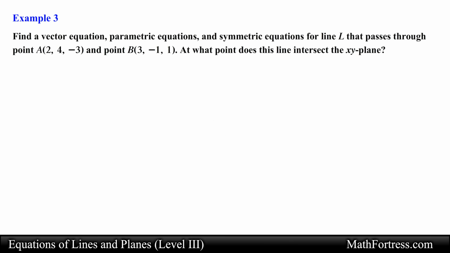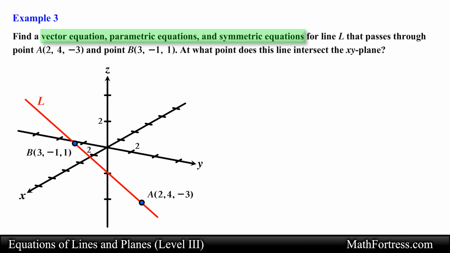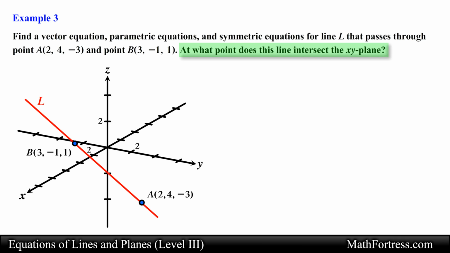Alright, let's take a look at the final example. Find a vector equation, parametric equations, and symmetric equations for line L that passes through point A and point B. At what point does this line intersect the xy plane? In this problem, we are asked to find a vector, parametric, and symmetric equations of a line that passes through points A and B. We are also asked to determine the point in which this line intersects the xy plane.